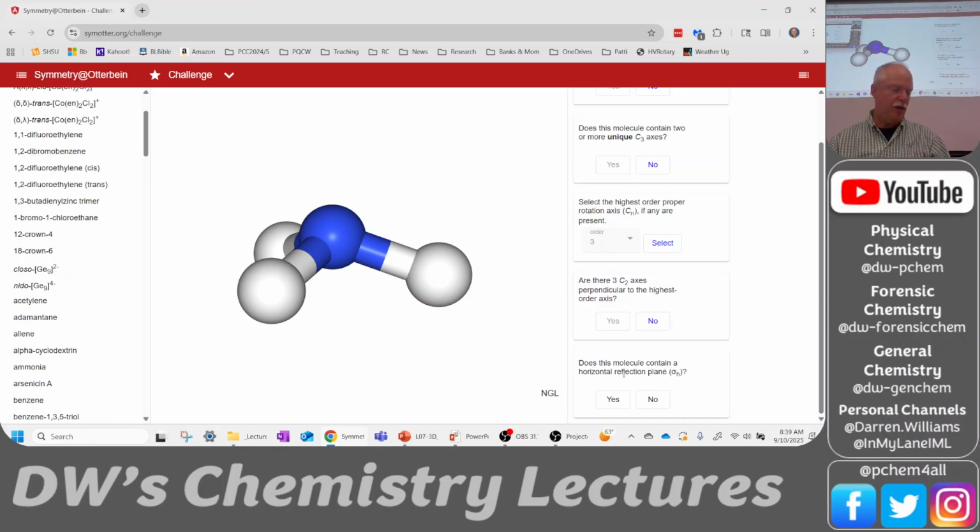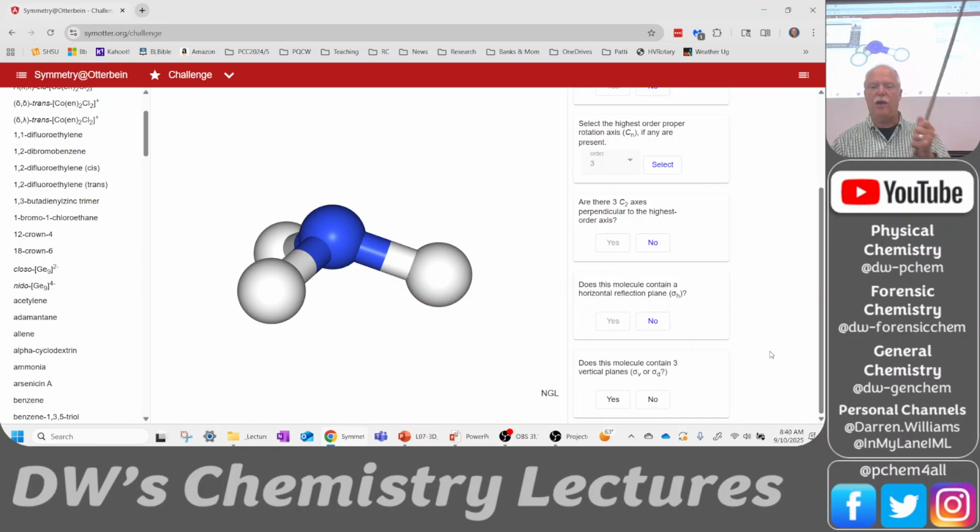Now we get over here, we're down in the middle part, okay? And it says, does the molecule contain a horizontal reflection plane? The principal symmetry axis, in this case a C3 axis, we've put up and down. And when you put the principal symmetry axis up and down, then the horizontal, the sigma H, is always perpendicular to the principal symmetry axis. Looking at this molecule, there is no reflection plane that's horizontal, because that would reflect the hydrogens up, and there are no hydrogens up. So the answer to that one's no.